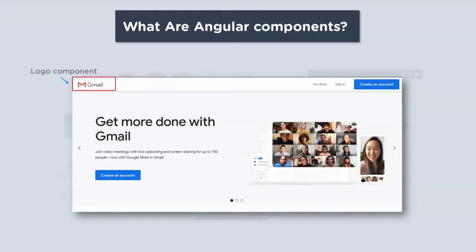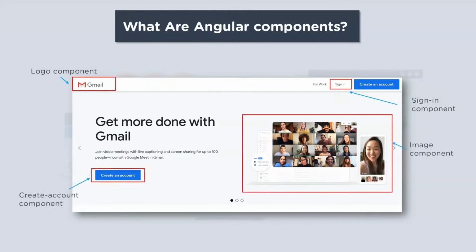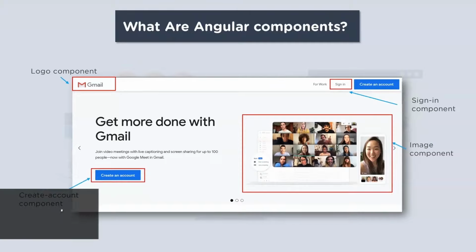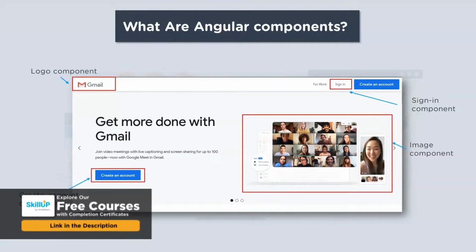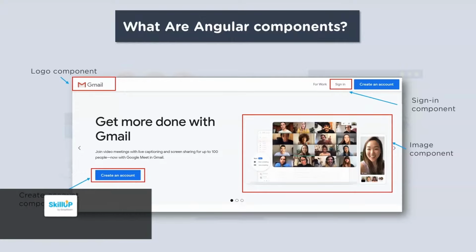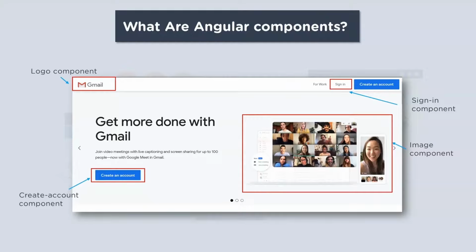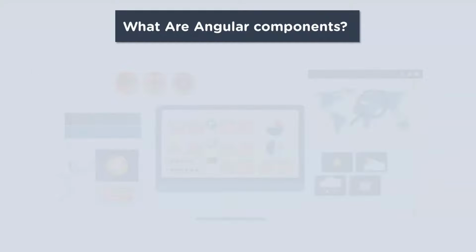So in this case, here we have the logo component, then you have a sign-in component, an image component, and then a create account component. Now, all of these components generally don't affect the working of each other. But however, when embedded, they define the UI of your application. So I hope you understood what components are. So to go ahead, let's discuss some of its common features.